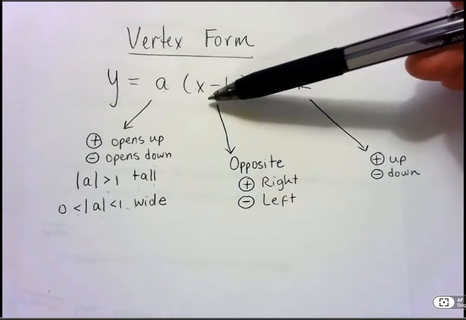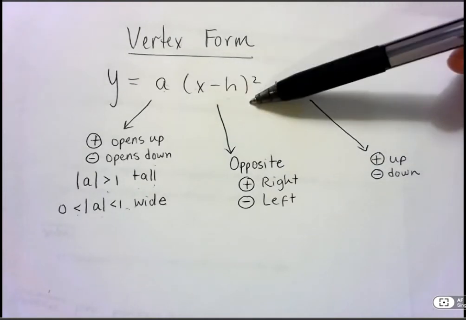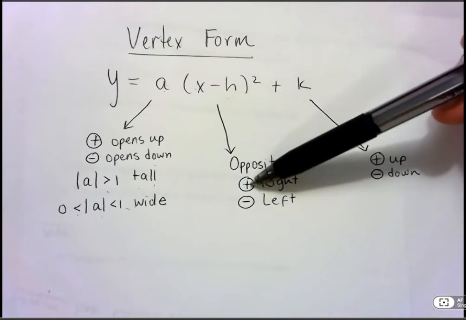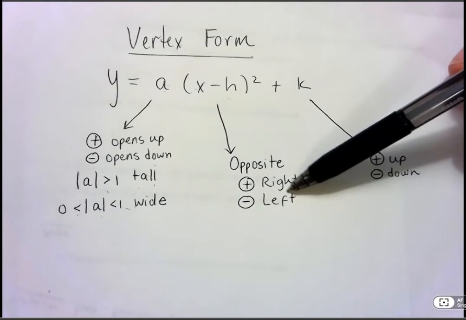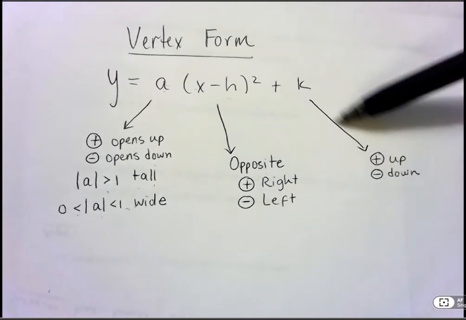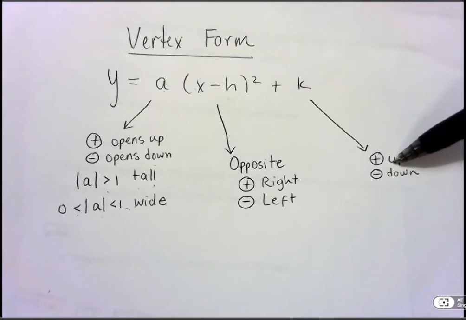H modifies x, so you're always going to see it inside the parentheses. When you take the opposite value, if the opposite value is positive, it moves to the right. If the opposite value is negative, it moves to the left. And k moves the function up or down, depending on whether it's positive or negative.